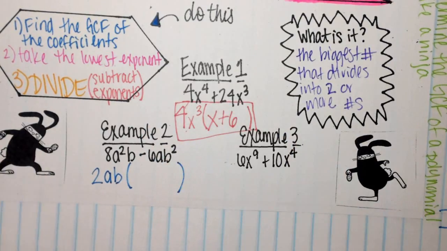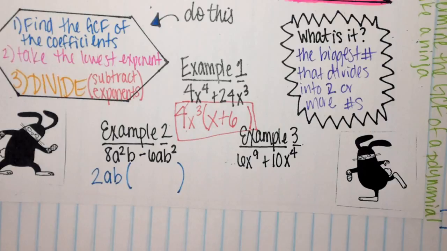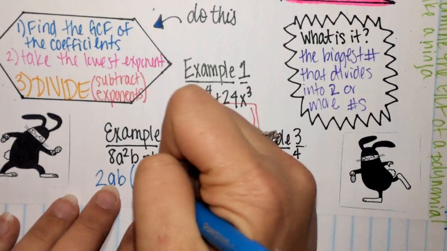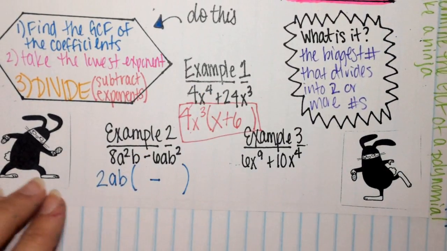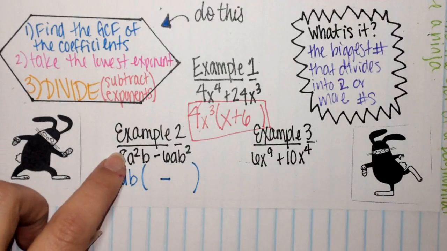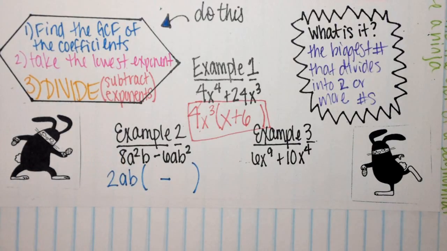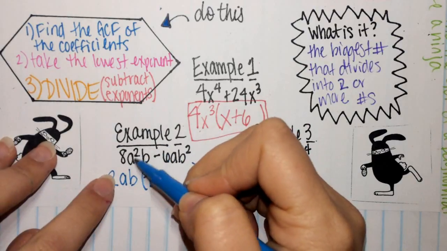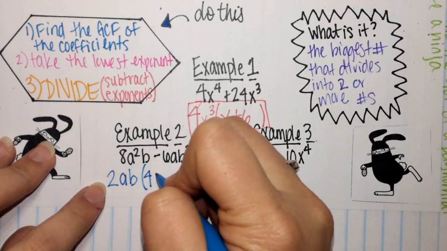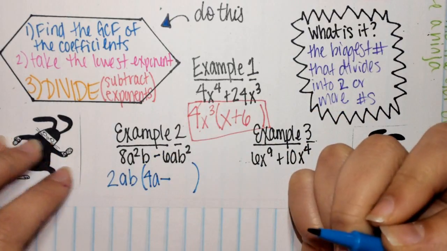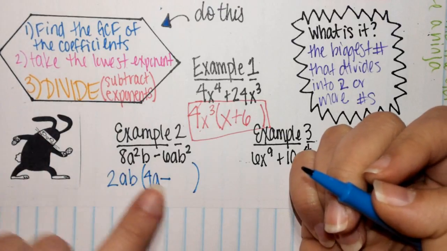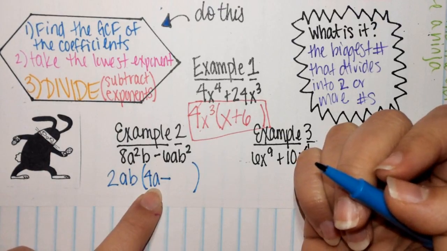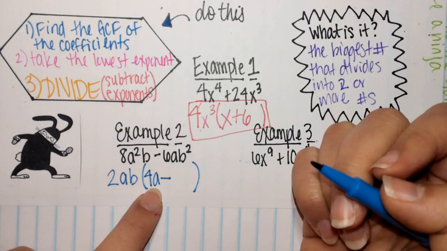Then draw your parentheses. Now, are we going to have a plus or a minus on the inside? Subtraction. Look at you guys go. Alright, now we have to divide. Is everybody ready to divide? 8 divided by 2 is 4, and 2 minus 1 is 1. 1 minus 1 is 0, so we don't have a B. Does everybody see where we got 4A from?